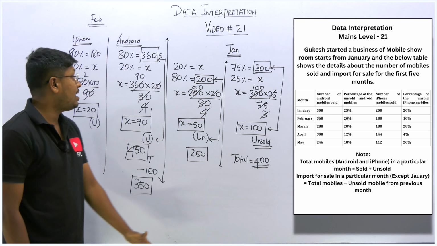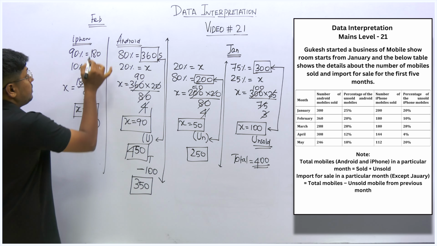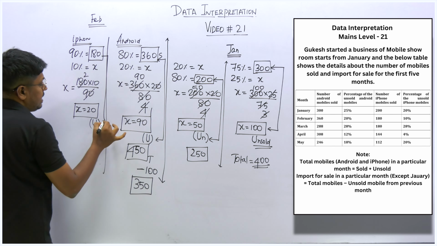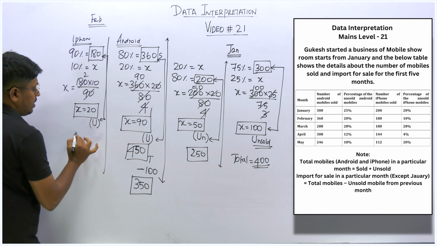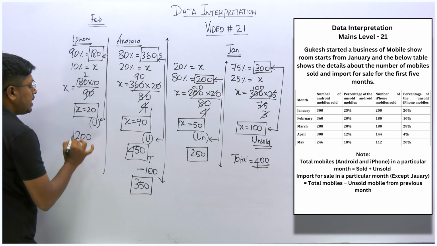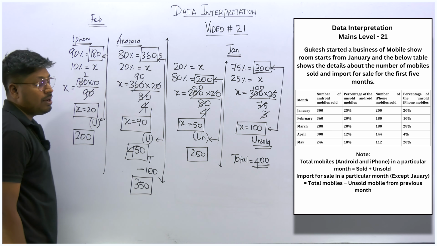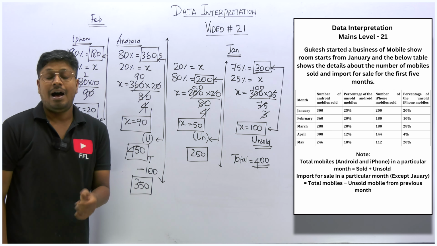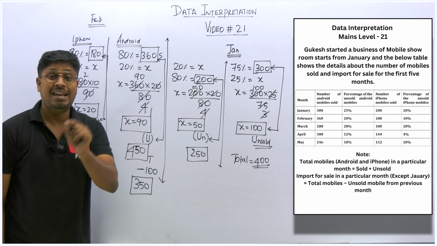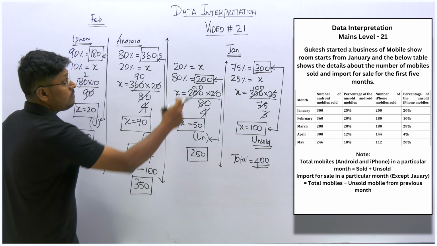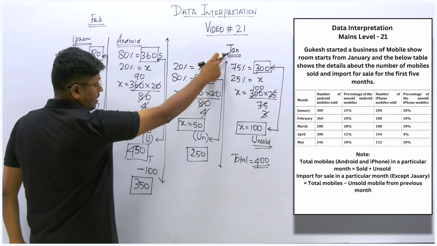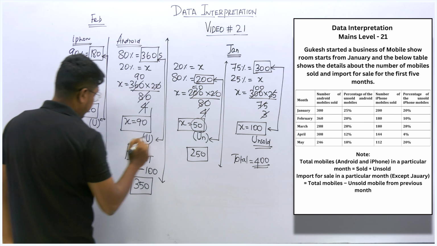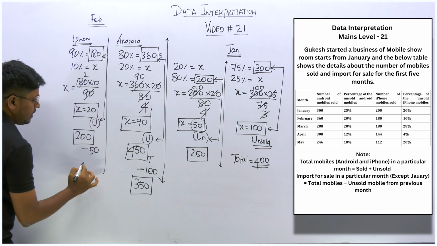And the total number of phones that were available: it's 180 sold. So 180 plus 20 will be 200. So 200 is the total number of iPhones available in the month of February. And then we import for sale, minus the previous month. So the previous month is January. So January iPhone unsold is how much? 50. So subtract 50 here, 150.